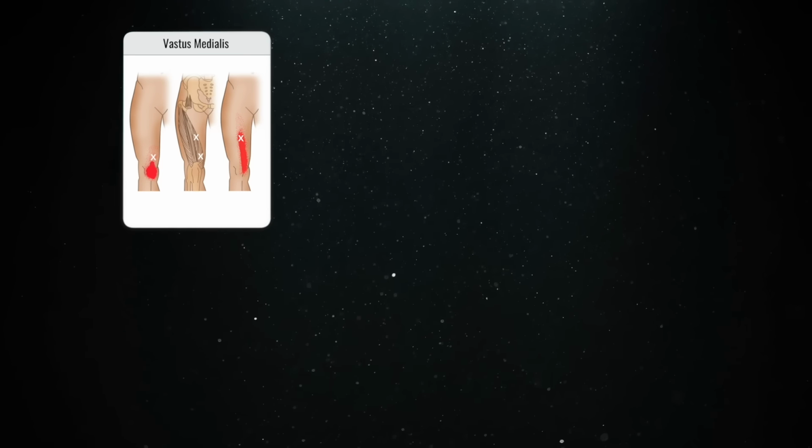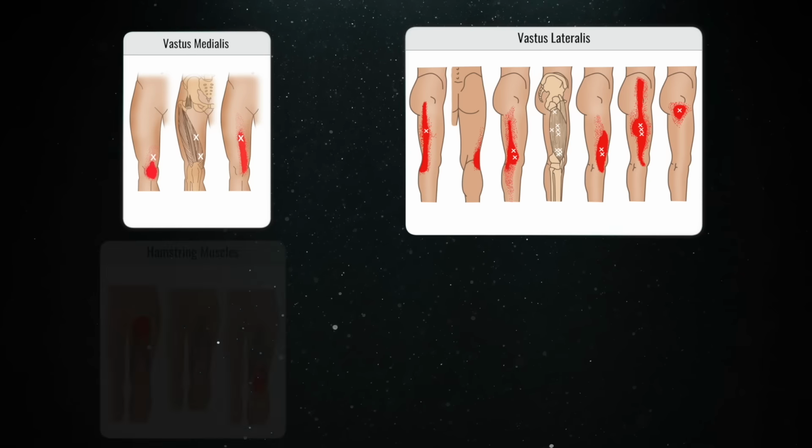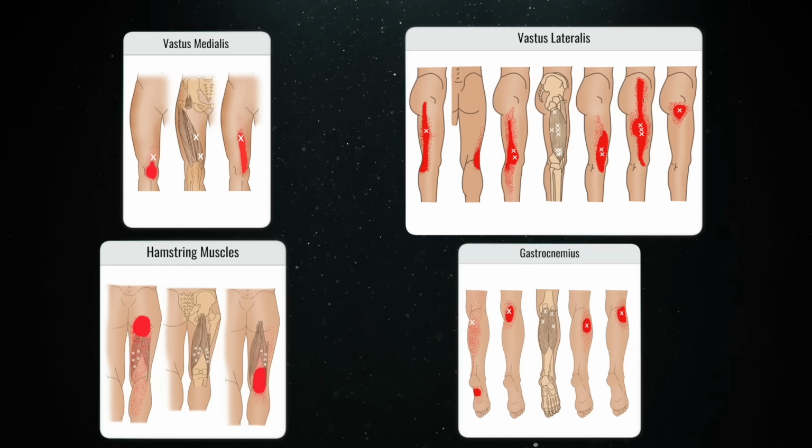Now with that said, figuring out a comfortable position to foam roll can be tricky, so I encourage you to Google how to foam roll each muscle group. The most commonly affected muscles involving knee osteoarthritis are the vastus medialis oblique, the VMO, the vastus lateralis, the hamstrings, and the medial and lateral heads of the gastrocnemius.